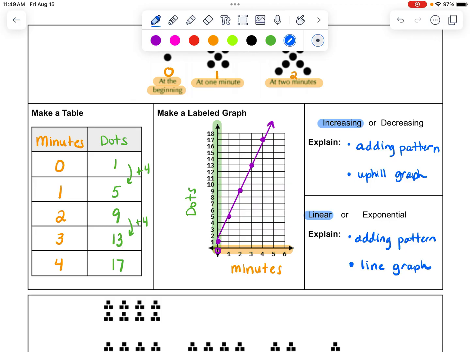Remember, exponential patterns look like airplane graphs. The word linear actually has the word line built in. Let's try one more example.